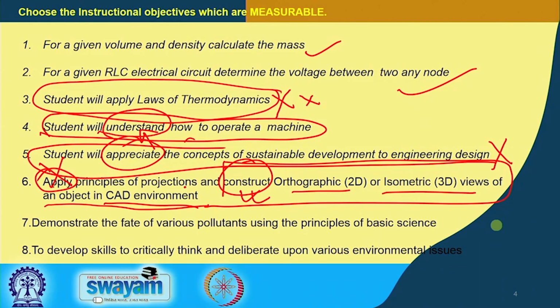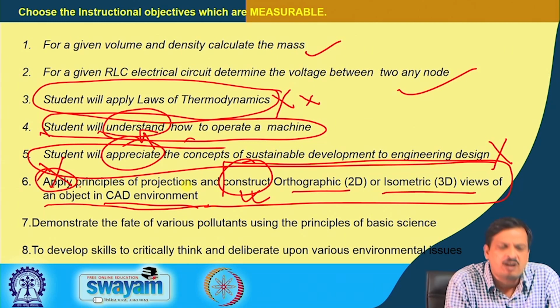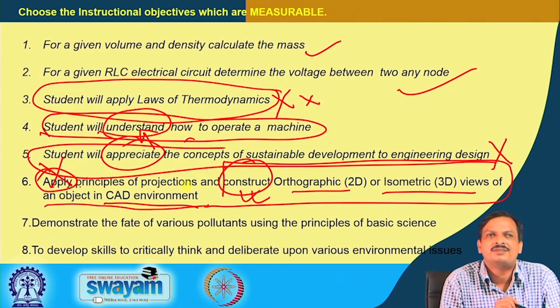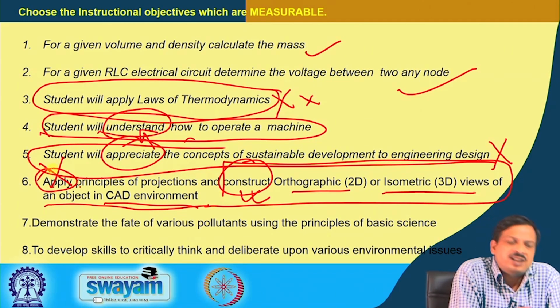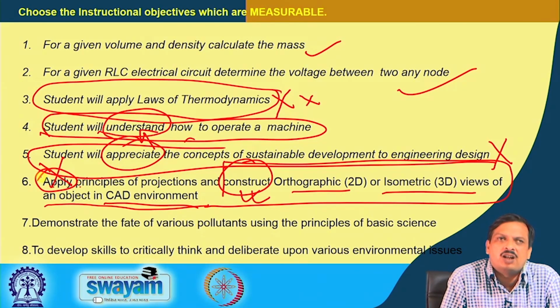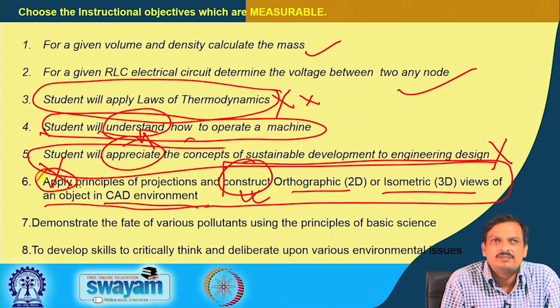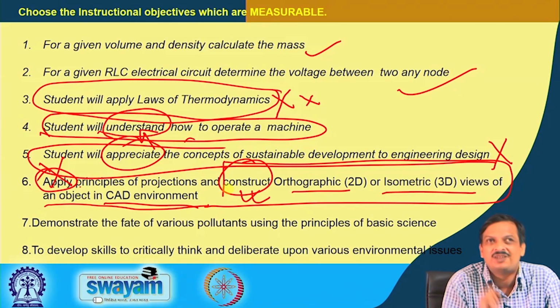So, what is required? You can say using principle of projection, or by principle of projection, or based on principle of projection. So, this is not apply. If I say this is an application level outcome, it is not. It is only construct. Construct is a synthesis level outcome, design.